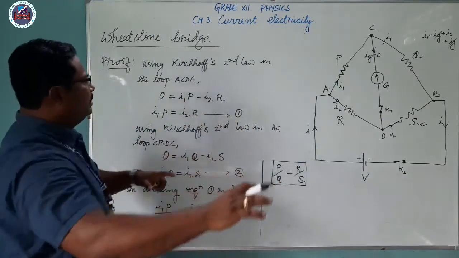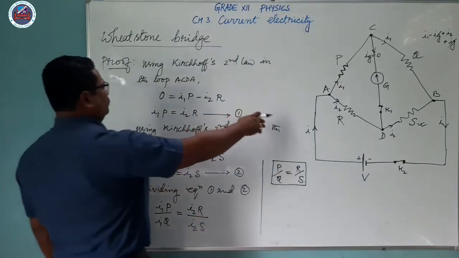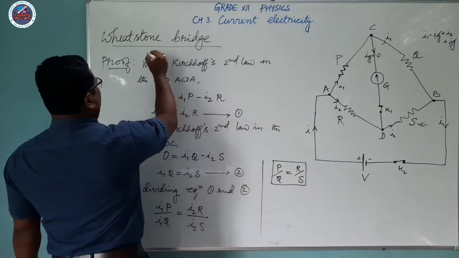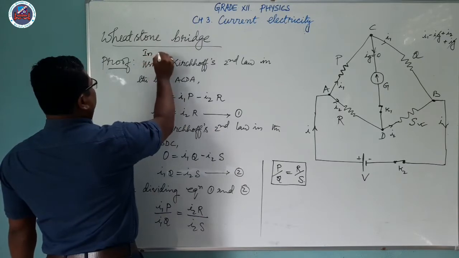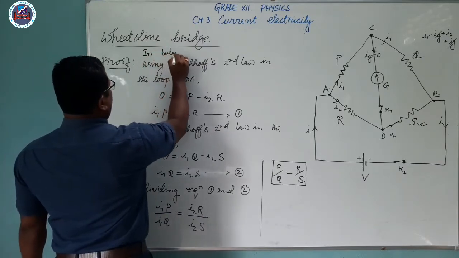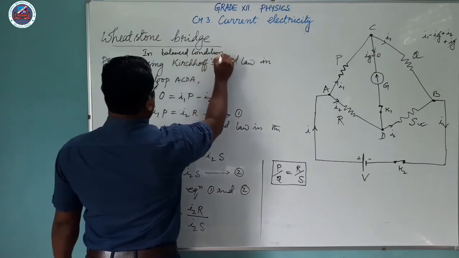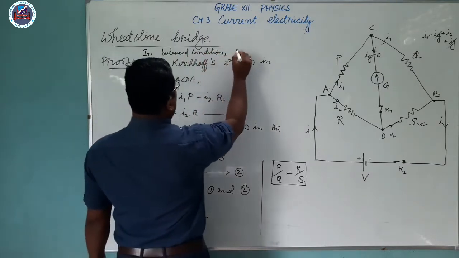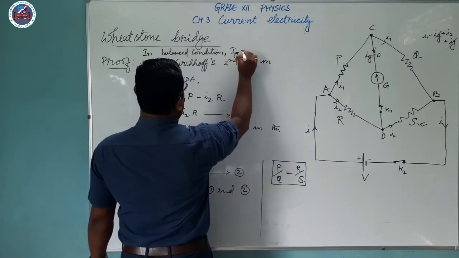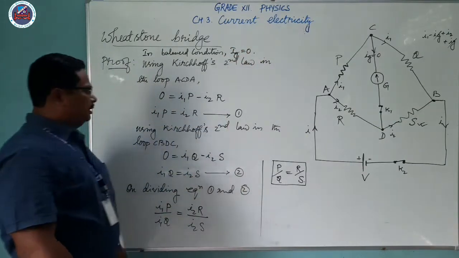But when you are writing it, please mention the flow of current, and in balance condition of the bridge, Ig must be equal to 0. This you have to remember.